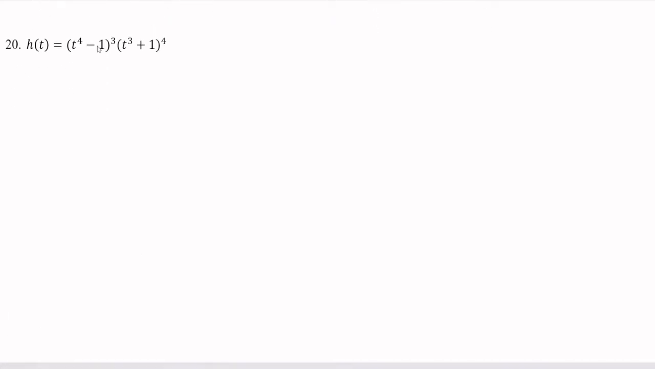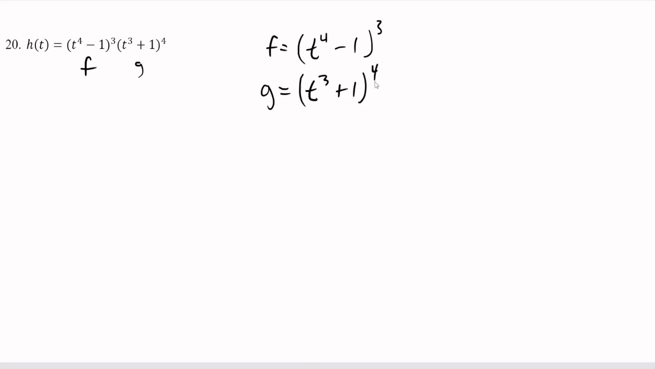So we've got two functions, again, being multiplied. So this is making me think product rule. So f and g. Okay, so then we've got f is t to the 4th minus 1 cubed. We've got then g is t cubed plus 1 to the 4th. Then we've got f prime is equal to, I don't know how to do this one. I need a rule. Same with g prime. Okay, so let's go take f down here.